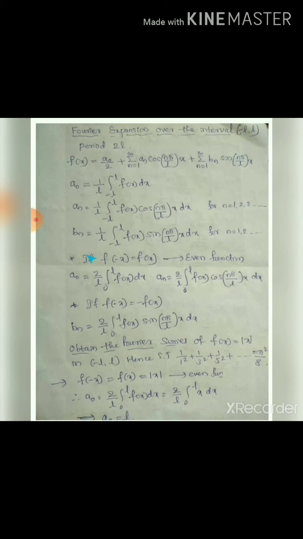And the third coefficient, b n, is equal to 1 upon L integration minus L to L f of x sin n pi by L x dx for n equal to 1, 2, 3, and so on. And already you know that if f of minus x is equal to f of x, then it is an even function. This is true in this interval also. In this interval from minus L to L, you can conclude the given function is an even function if f of minus x is equal to f of x.